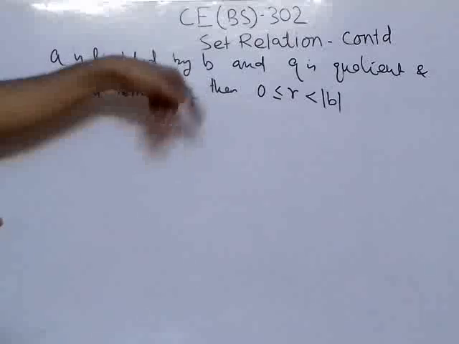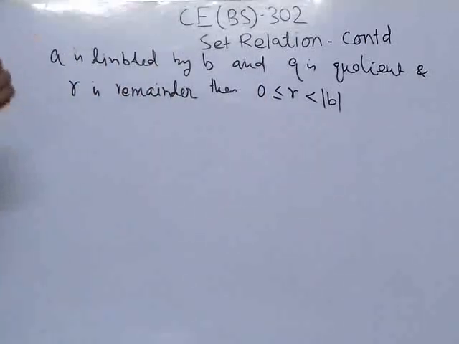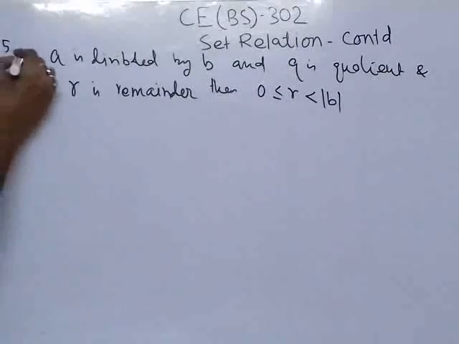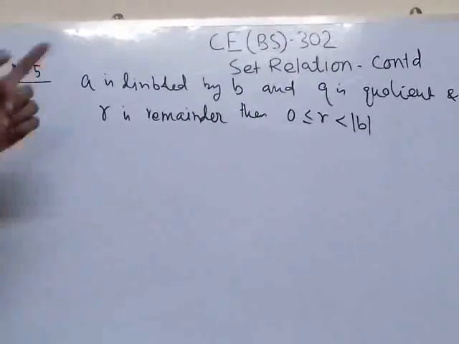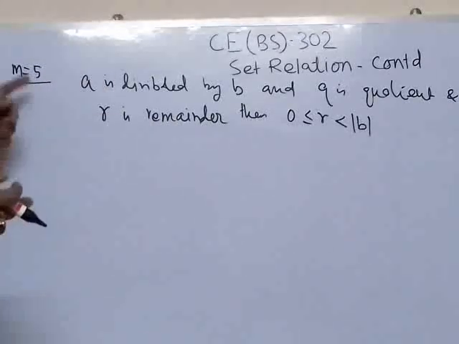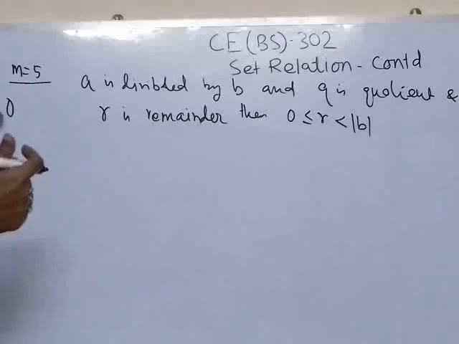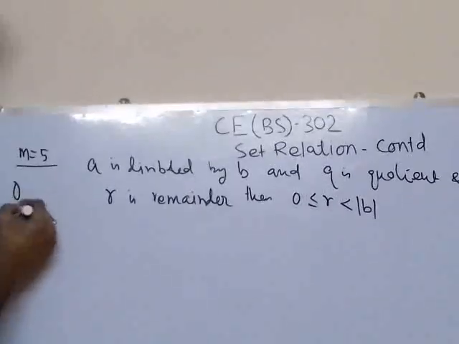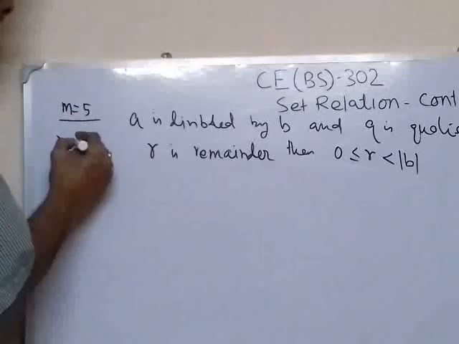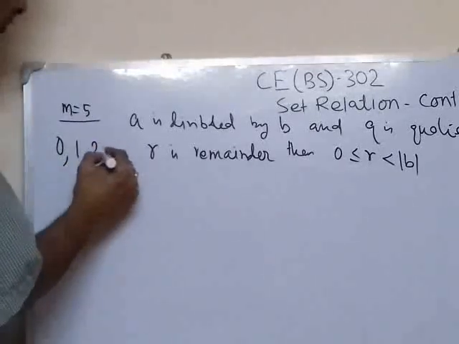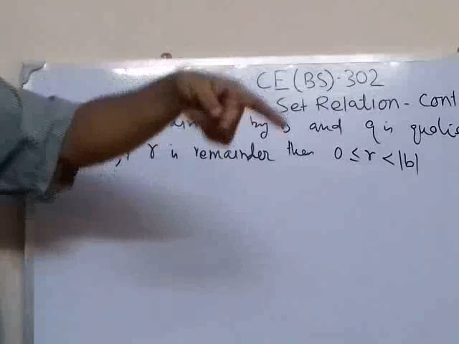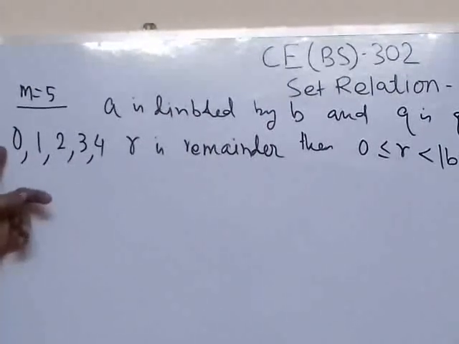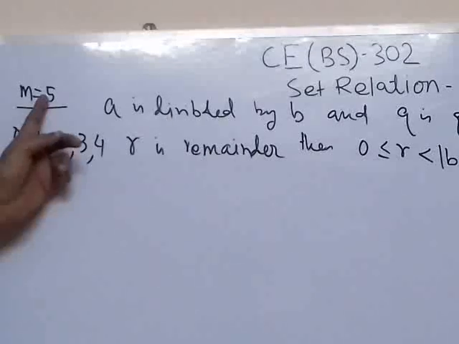This is the Euclidean algorithm of integer division. So if I divide any number by say m equal to 5, so my divisor is 5, what are the possible remainders? The remainder is 0 when the integer is divisible by 5, suppose 10, suppose 20. The remainder can be 1, 2, 3, 4. If the remainder is 5, we can divide again once more by 5, and ultimately the remainder will be 0.